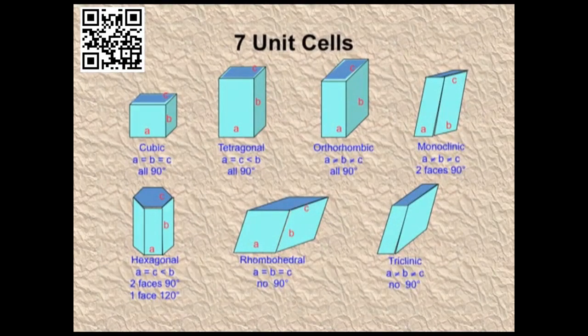There are 7 types of unit cells depending upon the dimensions of the edge lengths and the angles between these edges. Dear children, when a unit cell is repeated in 3 dimensions, we know that we get the entire crystal lattice.